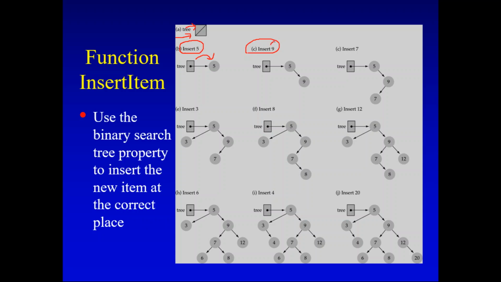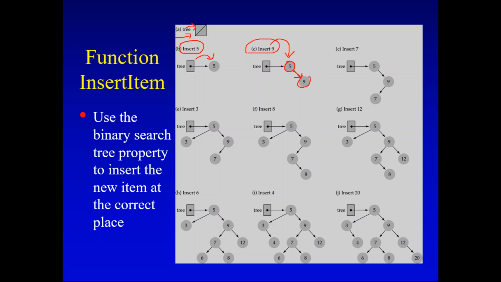Now the tree is pointing to 5, which is the root node. The new node which came in is 9. Let us assume the inputs are unique. Otherwise you have to check whether it is a unique number or not. If it is already there, you should not insert. So it checks whether 9 is less than 5 or greater than 5. 9 is greater than 5, so it will be added as the right child of 5.